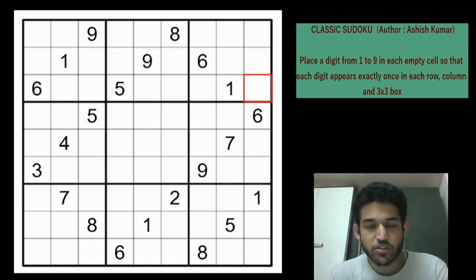And now during the course of this video, we will be explaining an advanced Sudoku technique later and the utility of using it in actual contests. So with that, we will start solving the Sudoku.